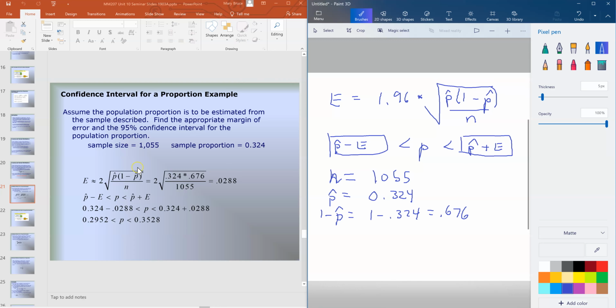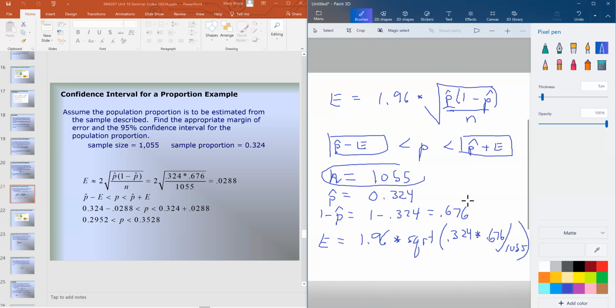So if I were going to do this by hand, then to get my margin of error, I would start by typing in 1.96 times, and if I were going to put this in Google, I would then have SQRT for square root, open parentheses. The p hat here comes first. Well, that was the 0.324. But then times the 1 minus that, which I already got, 0.676, and then divided by the sample size, which was the 1055 number. And put all that in the calculator, and then close all parentheses.